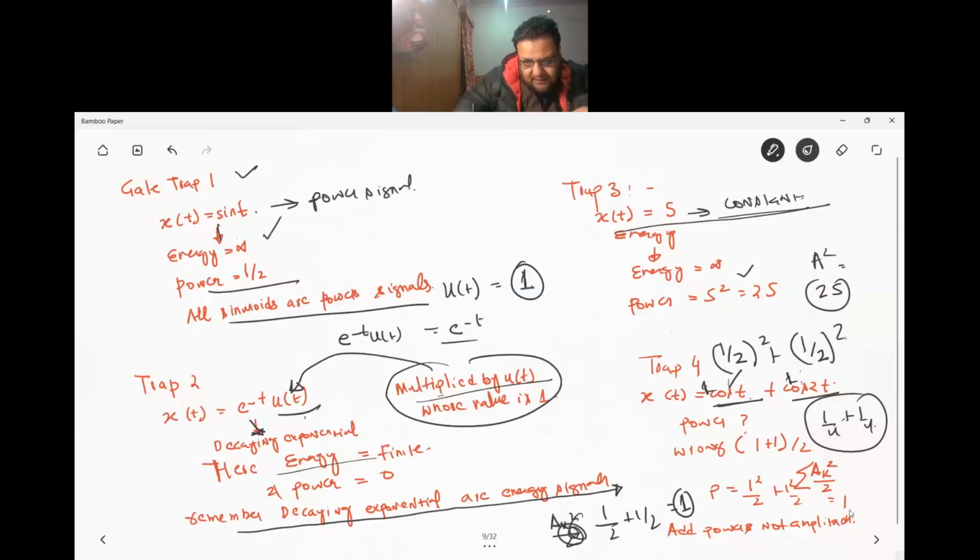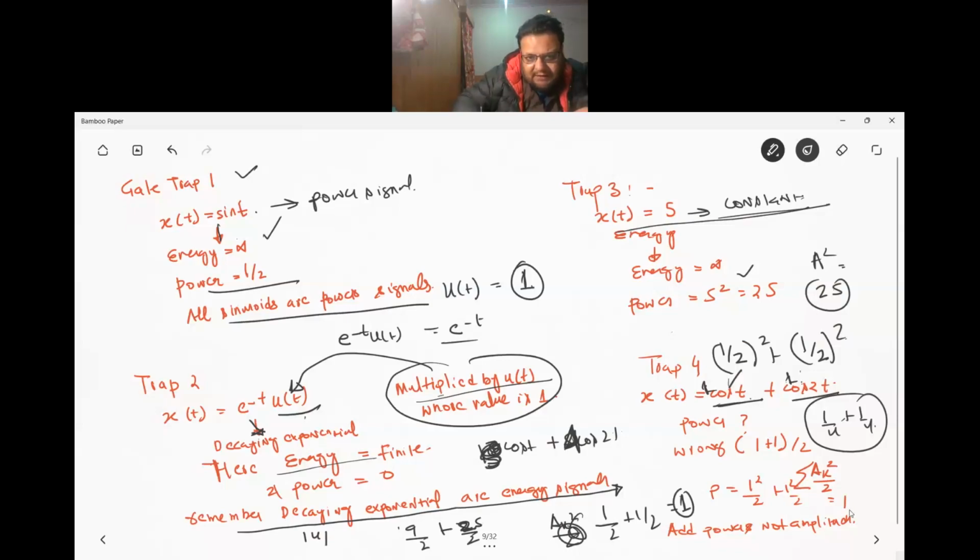If it was some other value, like 3 cos t plus 5 cos 2t, then the power would have been 9 by 2 plus 25 by 2. Let me take some good values so that we get a perfect answer. Let me take this as 4, so it will become 16, and 25 for a perfect square. Whatever, let it be.